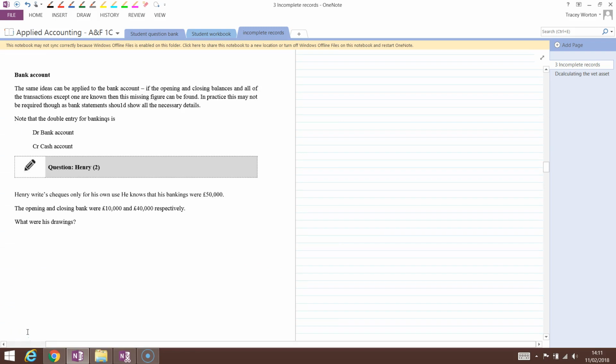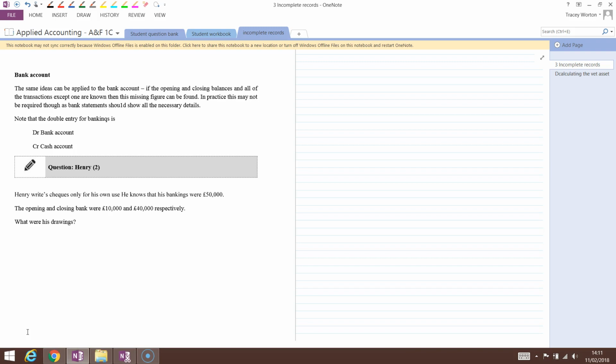So now dealing with the bank account, exactly the same ideas as we dealt with the cash account can be dealt with in the bank account. So if the opening and closing balances and the transactions all except one are known, then the missing figure can be found. However, in practice this may not be required because you can always get your bank statements or a copy of your bank statements back from the bank, and that will show all the necessary details.